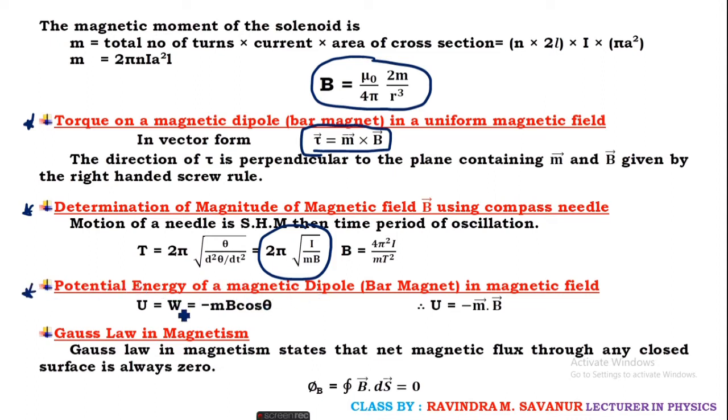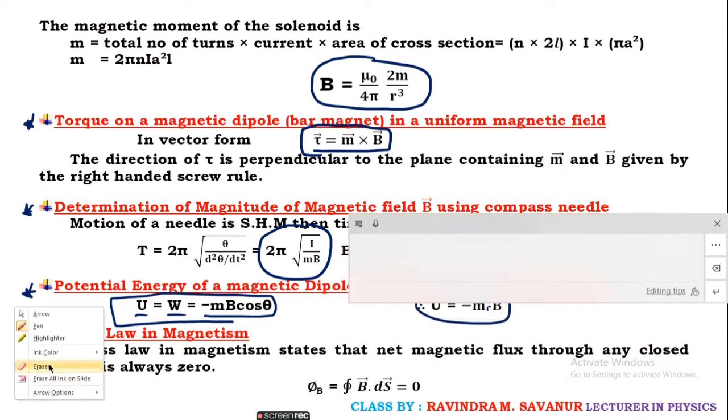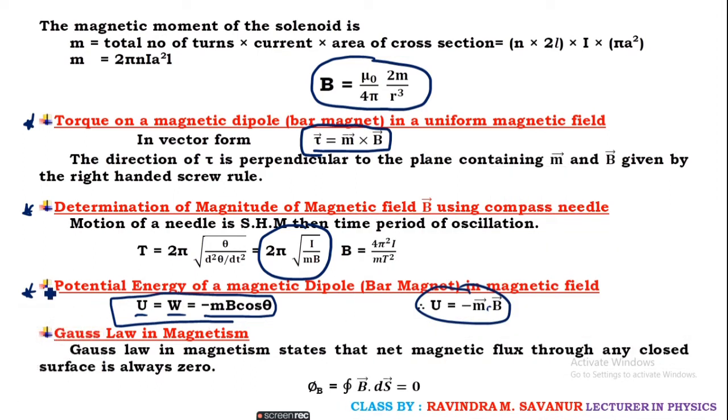Potential energy of a magnetic dipole is given by U equals minus mB cos theta, and in vector form it is given by minus m dot B, a dot product. The next one is Gauss law of magnetism. Gauss law of magnetism states that the net magnetic flux through any closed surface is always equal to 0, and whose expression is the closed integral of B dot dS.